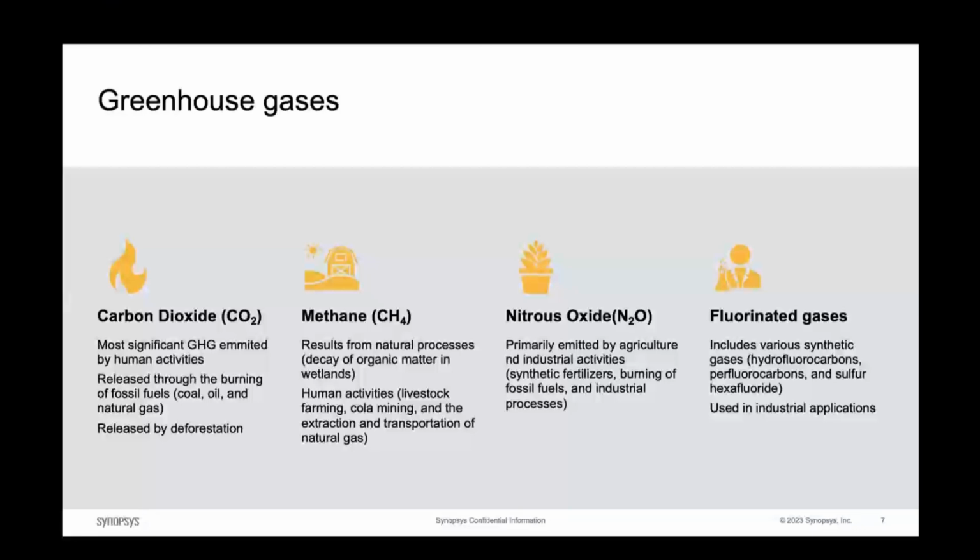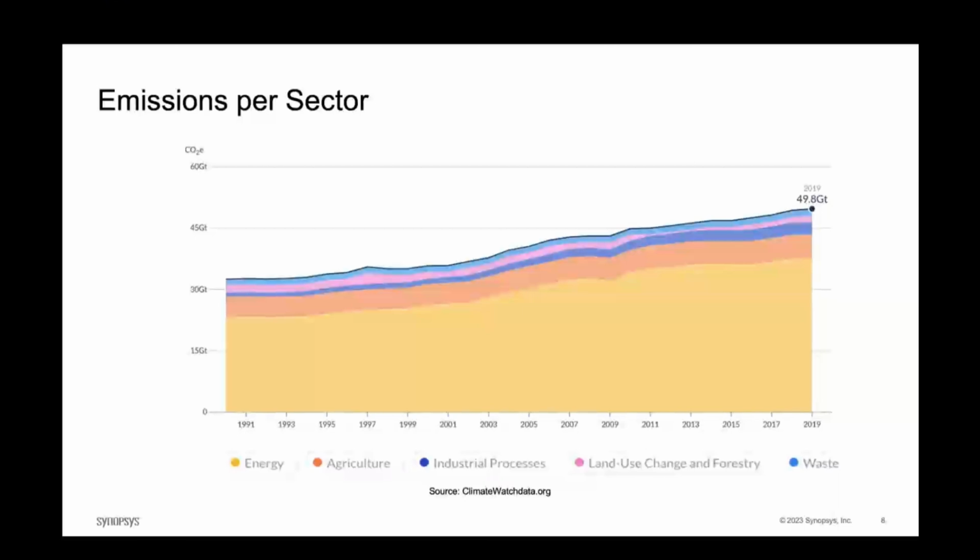We have the methane, which results from natural processes and human activities like livestock farming, coal mining, and the extraction and transportation of natural gas. Nitrous oxide, which is less important, is emitted by agriculture and industrial activity, and the fluorinated gases include various synthetic gases, etc.